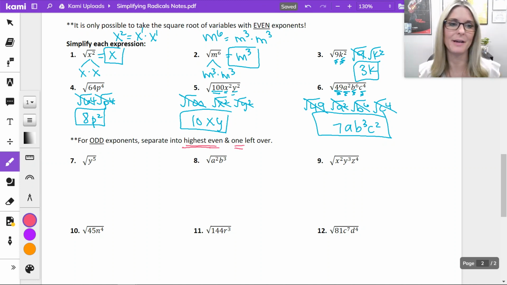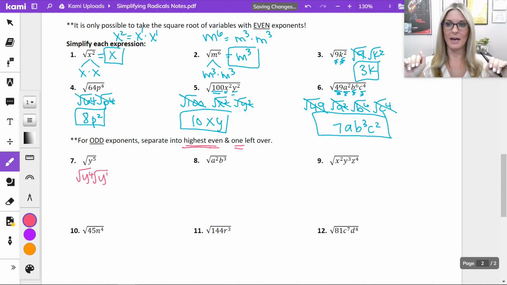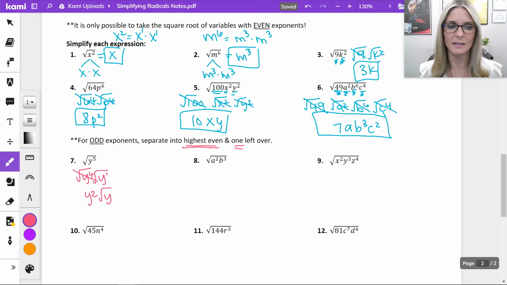Let me illustrate. Number 7, we have the square root of y to the 5th. I can take a square root if the exponent is even, and the closest I can get there is a 4, right? 4 is okay. So the square root of y to the 4th and a square root of y to the 1st. I'm going to separate them like that because I can do y to the 4th. And then I'll just leave one of those y's in the radical. Square root of y to the 4th would be y squared out of the radical. And one single y is getting left behind inside. Done.